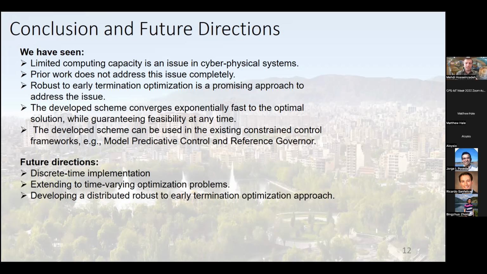As future direction, we will investigate the impact of discrete time implementation, because to prove the properties we use the properties of the continuous time world. But our numerical results show that if we implement this in discrete time with a sufficiently small sampling period, the properties are maintained, but we need a strong certificate for that. The second direction will investigate how we can extend this idea to a time-varying optimization problem. And finally, we will consider how we can develop a distributed, robust early termination optimization approach.